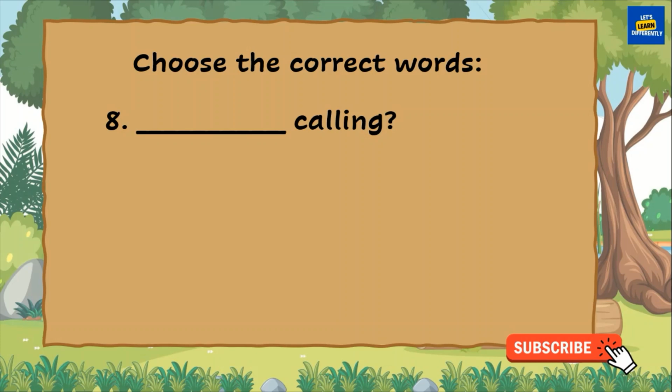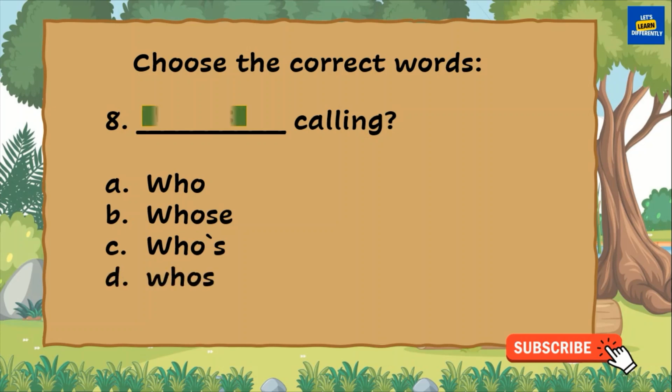Number 8. Dash calling. Option A. Who, option B. Who's, option C. Whose, and option D. Whose. And the correct answer is who's calling, which is who is calling.